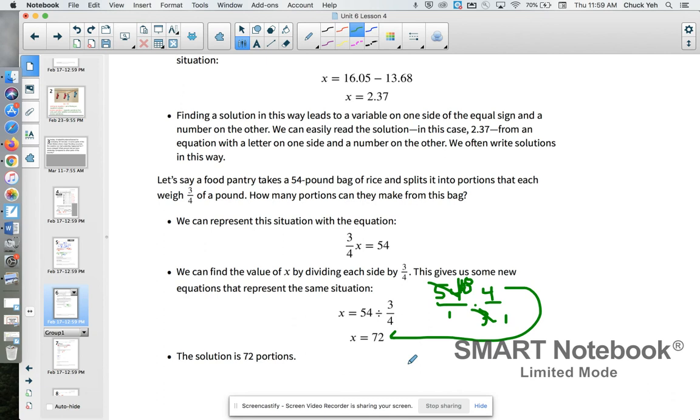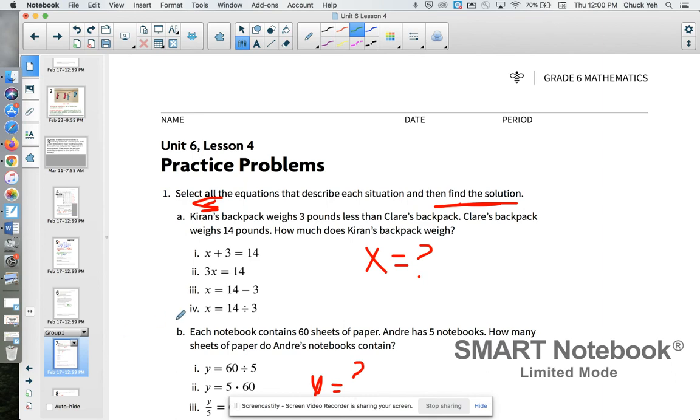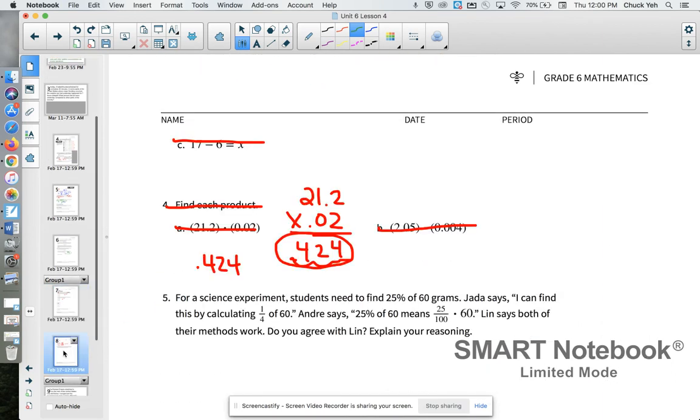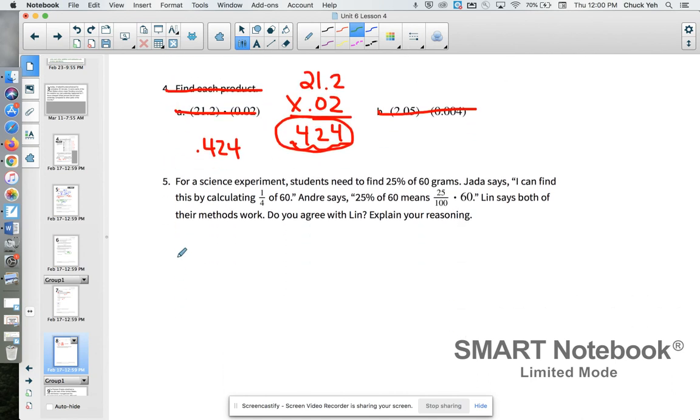Okay? So 72 portions. Your homework is to do 1, 2, and 3A and 3B. Skip 3C, skip number 4, and then do number 5.